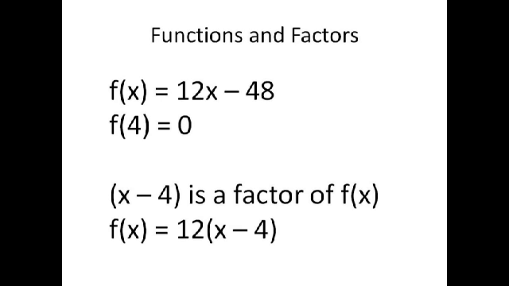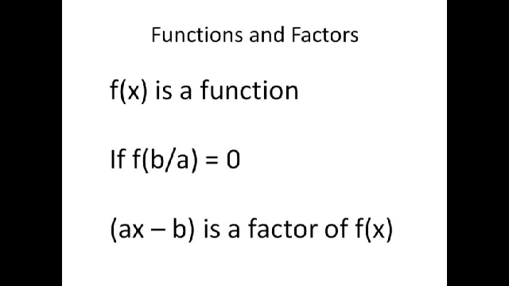So we have our function f(x), which is 12x minus 48. And f(4), we've been told, is equal to 0. So we know, because we know the rule, that if f(a) is 0, x minus a is a factor. So we know that x minus 4 is a factor of f(x). And we can prove this by taking it out, and we've got 12 times (x minus 4), so we've just shown it's a factor. You can divide it by x minus 4 and be left with an integer.